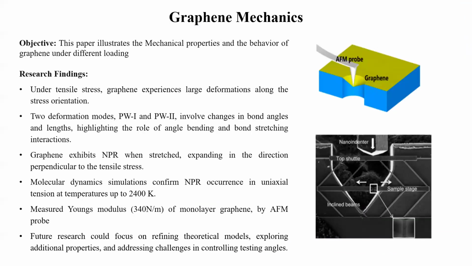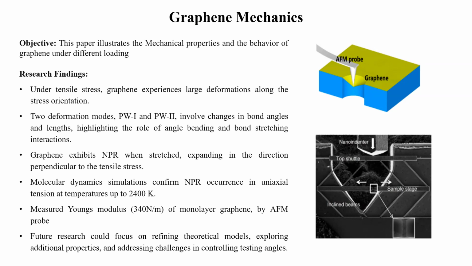And we have taken a lot of research papers to understand this mechanics even more precisely. This paper basically goes through all the mechanics and other parts of graphene. Graphene under tensile stress experiences a comparatively large deformation compared to the other materials, and it has two deformation modes, basically PW1 and PW2.